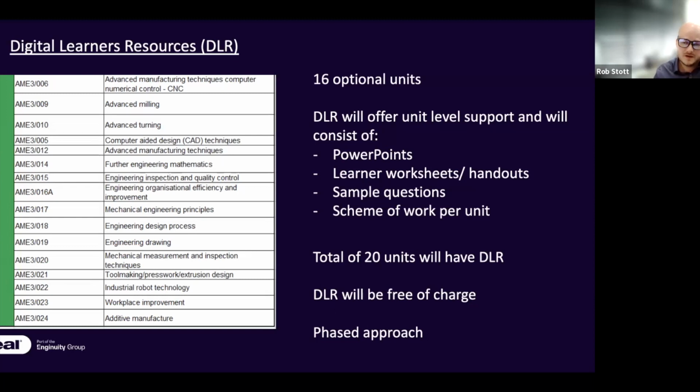All the units will be free of charge. When we say the digital learning resources, they will all be free of charge. Because there's quite a lot of work involved in developing this DLR, we will be taking a phased approach to releasing learner resources. It's probably going to be over a 12-month period. We will be focusing on the mandated units first of all, and then filtering through to the optional units. Once they are available, they will be uploaded to the EAL website or the EAL approval portal. But again, all free of charge. Just bear with us on this. We're very much at the start of that journey, but these are the units which we will be developing.